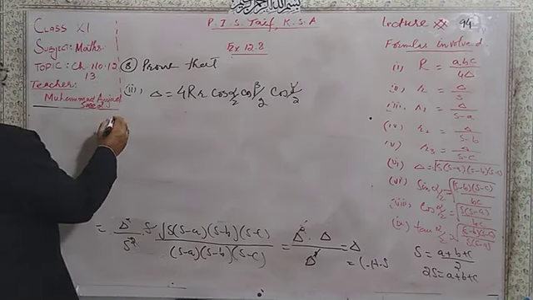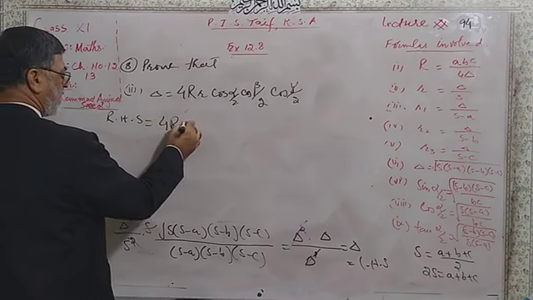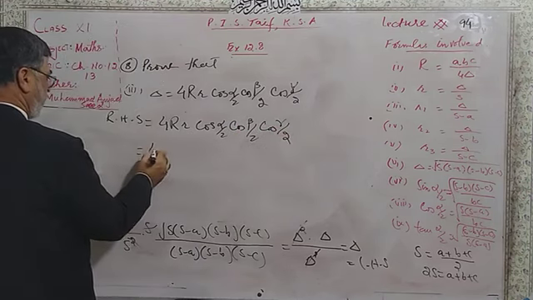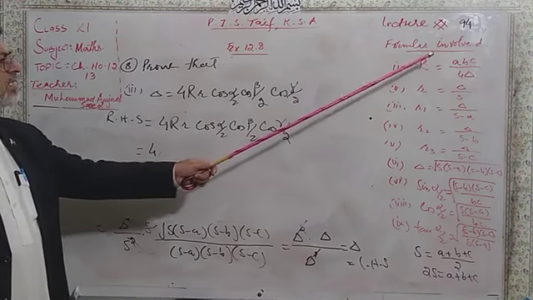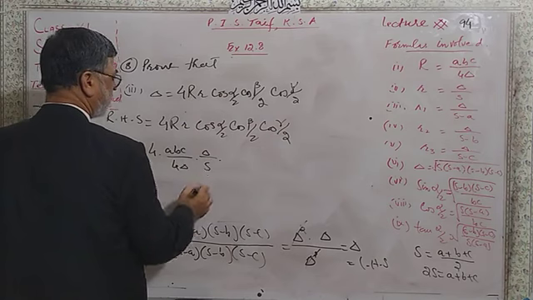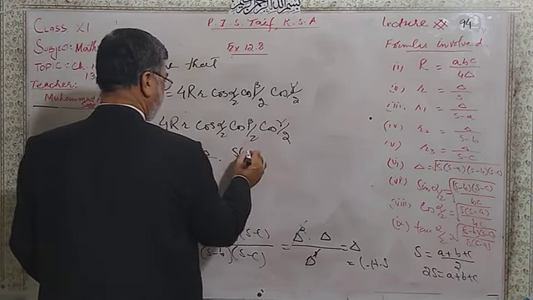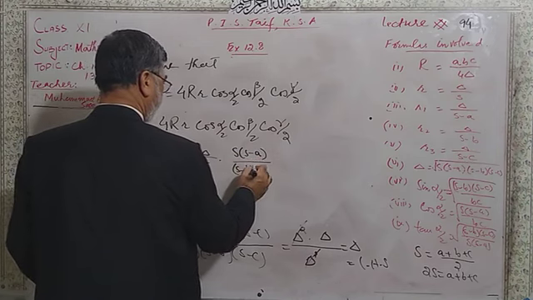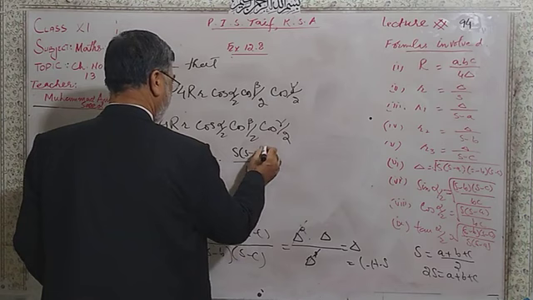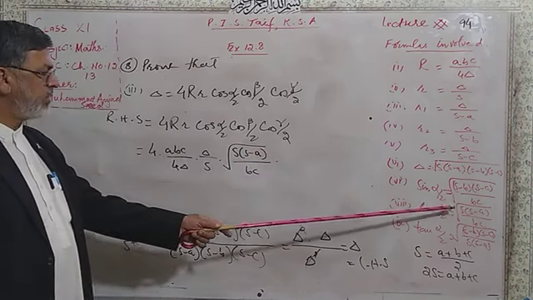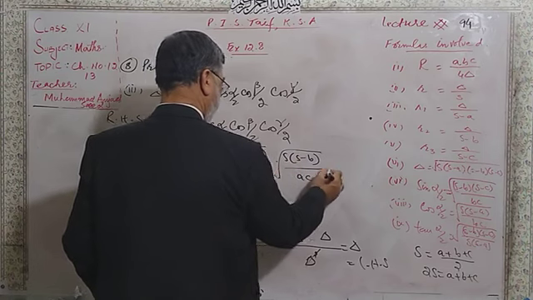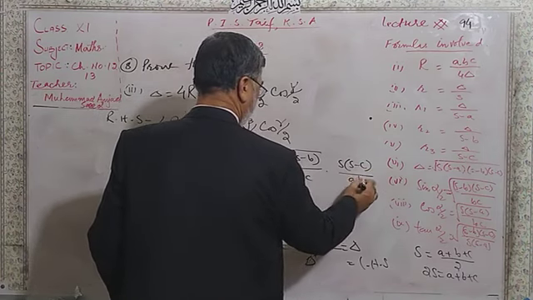You can take your right hand side, 4R, cos alpha by 2, cos beta by 2, and cos gamma by 2. 4 into, what about the value of capital R? This is the formula ABC over 4 delta, and value of small r is delta over s. Cos alpha by 2 is s into s minus a over bc under root. Similarly, cos beta by 2 is s into s minus b over ac under root. Cos gamma by 2, s into s minus c over ab under root.